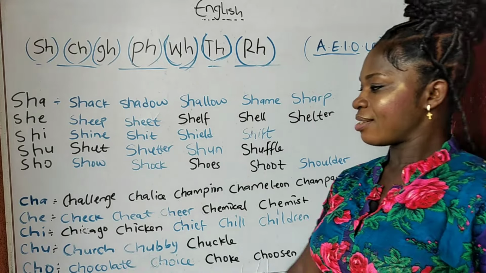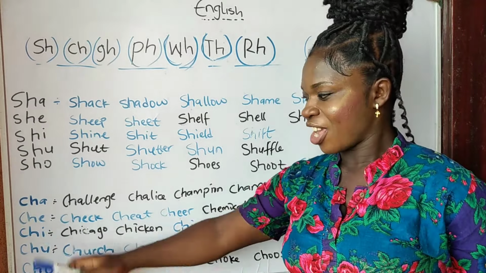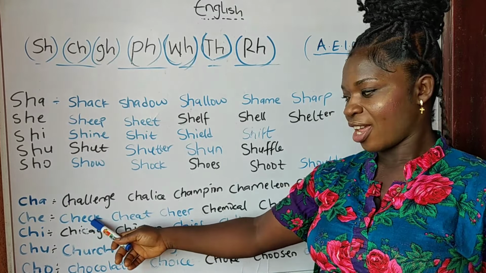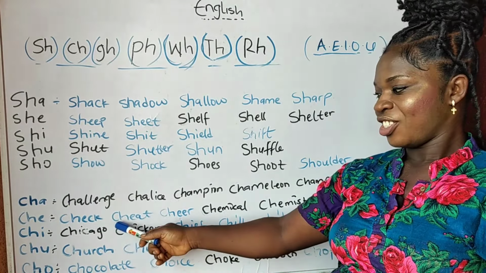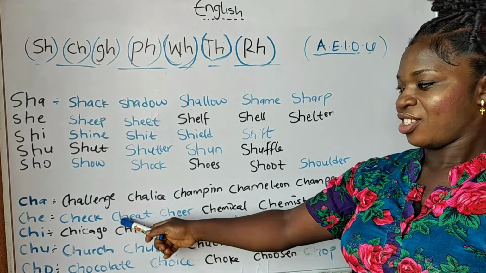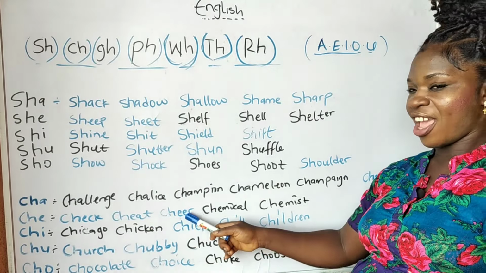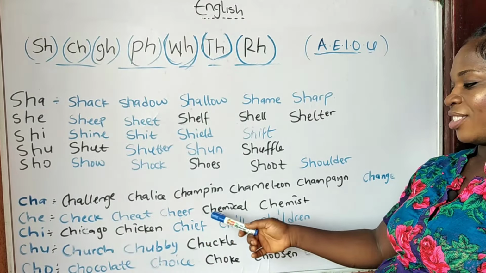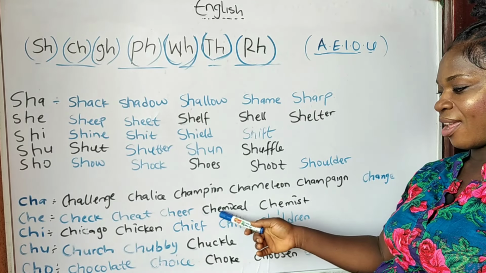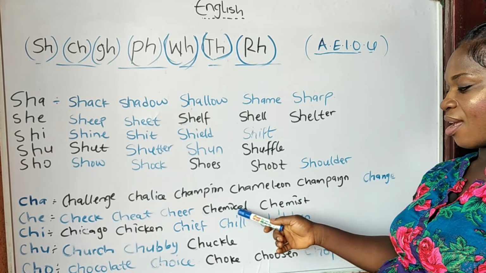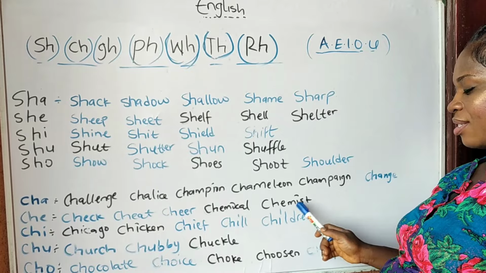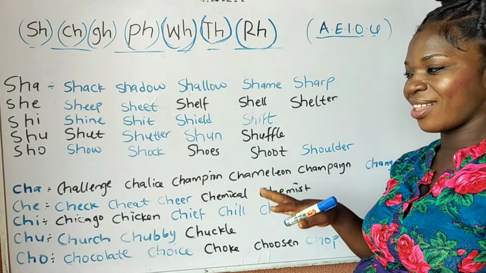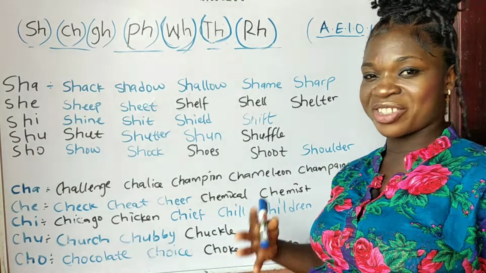Okay, so now let's see the che: check, cheat, cheer, to cheer up. Then chemical. Don't forget the essence of us doing this is just to tackle the pronunciation challenge.